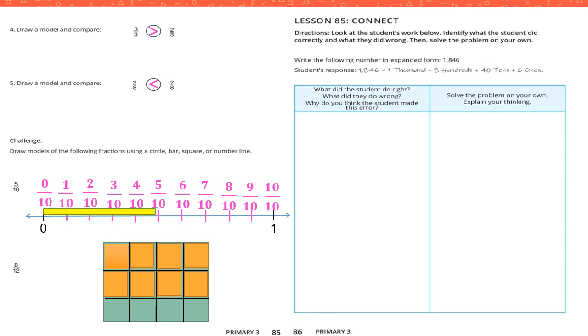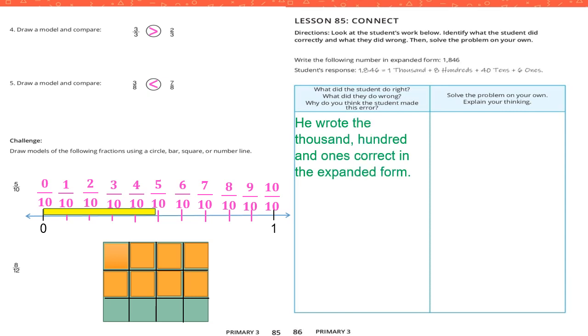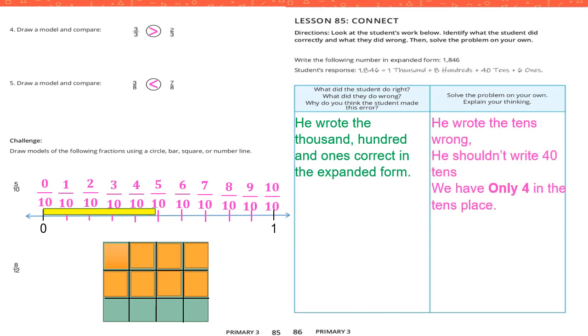The next page, lesson 85, the connect part. Okay, here we have a table and an example. Write the following number in expanded form. The student responds 1846: 1000 plus 800 plus 40 tens plus 6 ones. The first column asks what the student did right. He wrote the thousands, hundreds, and ones correctly in the expanded form. But the mistake is that he wrote the tens wrong. He shouldn't write 40 tens. We have only 4 in the tens place.